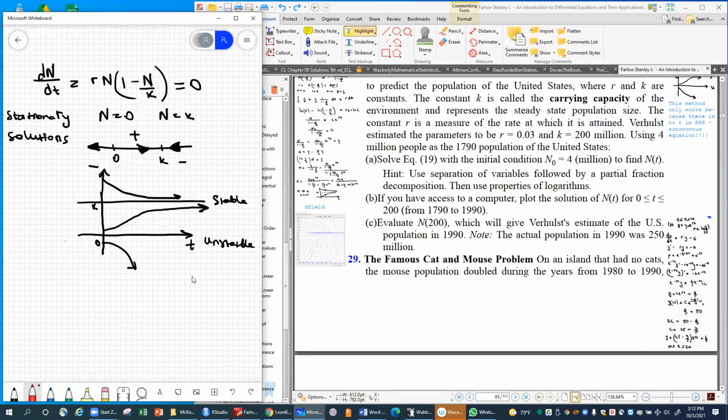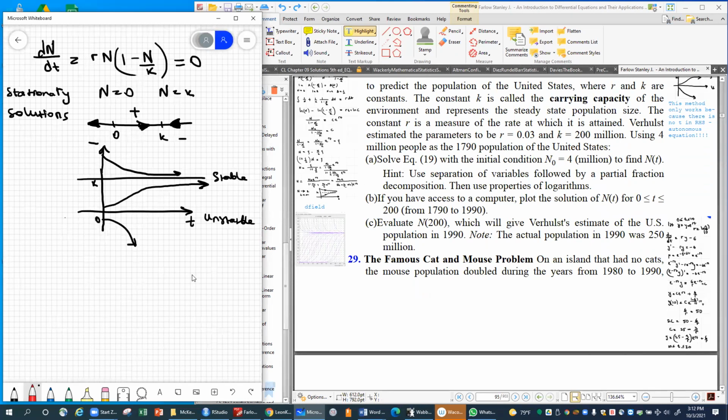so let's do some numbers. So what I got in general is that n is equal to initial n0 times carrying capacity k, over n0 plus k minus n0, times e to the minus rt. Okay.